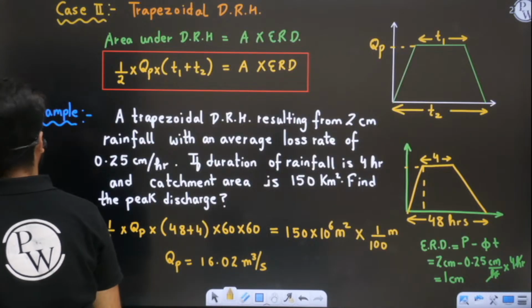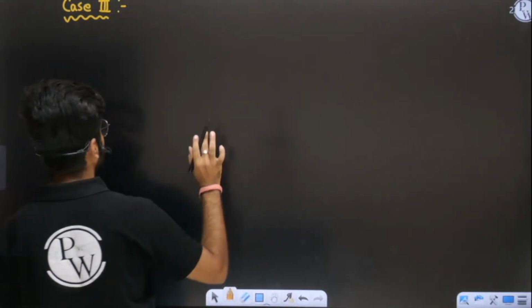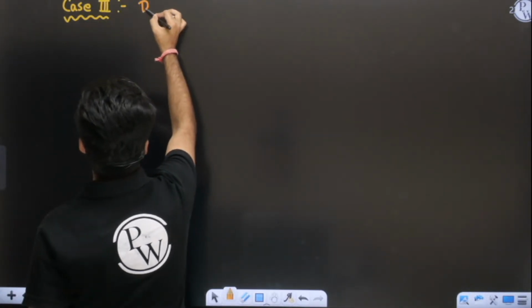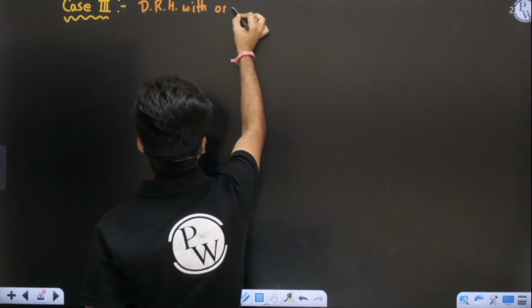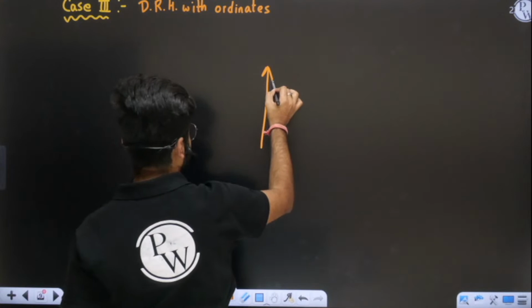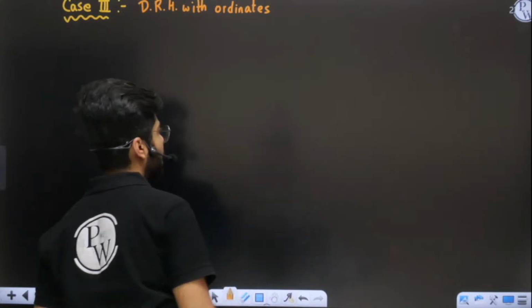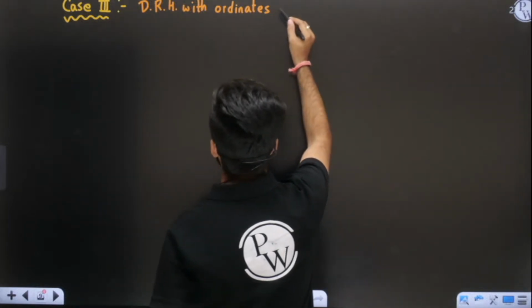See, case 3 is one in which no shape is formed. Neither is it a triangle nor a trapezoid. Only ordinates are given to you. Let me write: DRH with ordinates. Ordinate means discharge values, the values on the y axis. Obviously on y axis we have discharge. So in DRH with ordinates, the values on y axis are given to me.